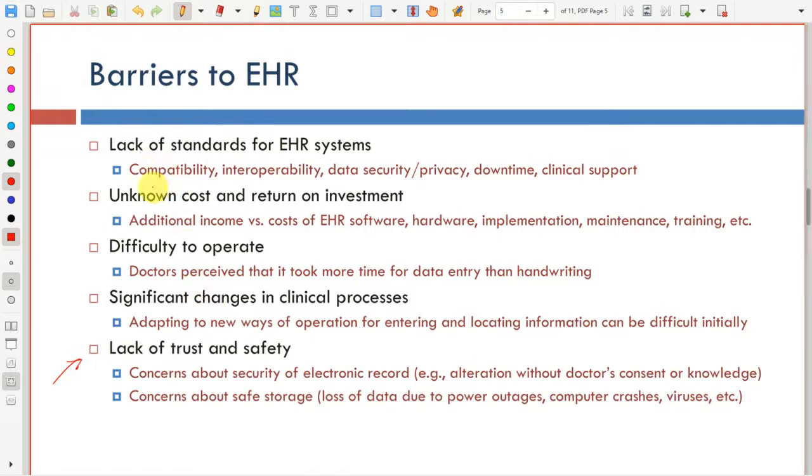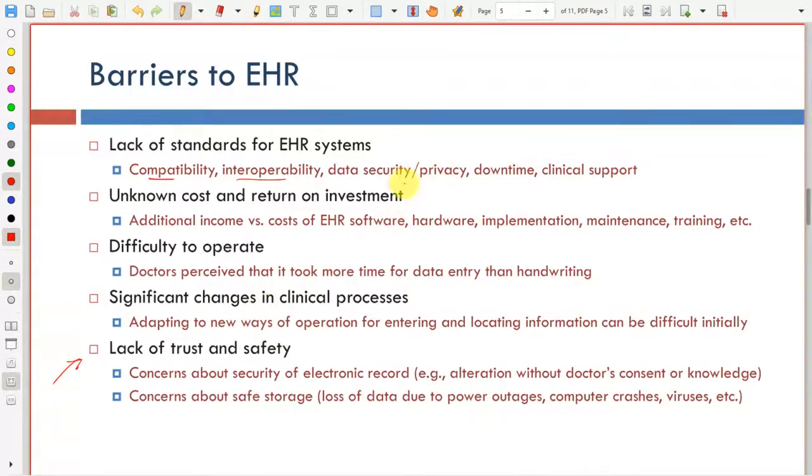So basically, you lack compatibility, you lack interoperability. Interoperability meaning that if you have an EHR system from a particular company and you're trying to retrieve patient information from another hospital that has an EHR from company B, for example, you will not be able to do that. The systems are not interoperable. They do not work together.